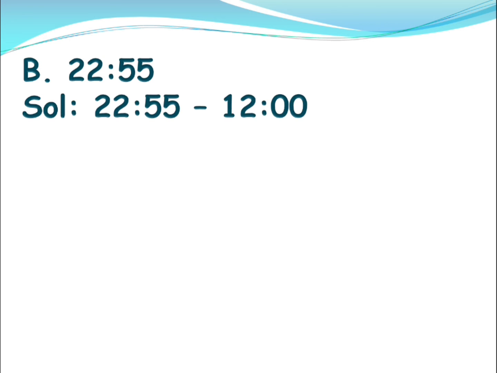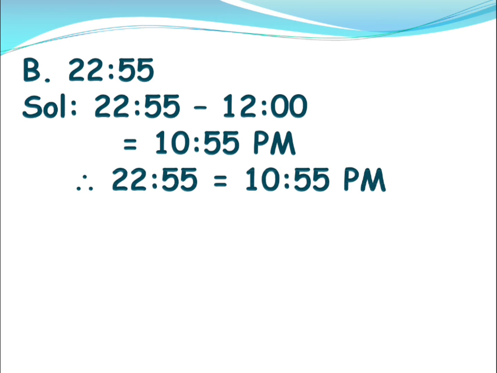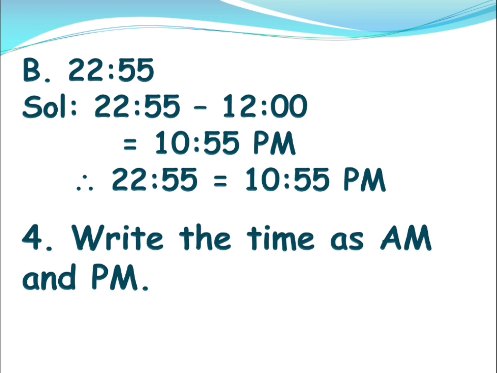Okay, next. 22:55. So 22 means they have included the morning 12 hours also, isn't it? So you will subtract 12. So 22:55 minus 12 hours gives us 10:55 p.m. Okay. So finally what you will write, therefore 22:55 is equal to 10:55 p.m. Okay, children. Yes. Next.